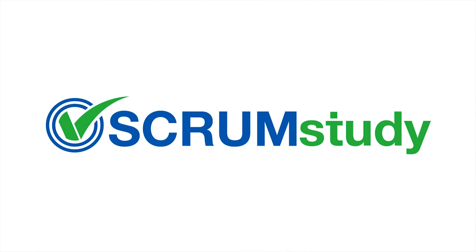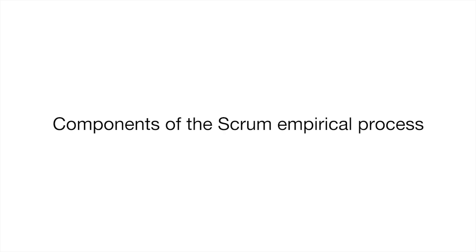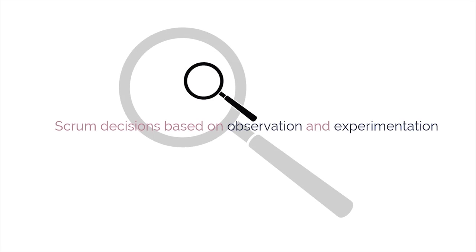Welcome back to Module 2, Scrum Principles. In this session, we'll see how decisions are made in Scrum and what the three main characteristics of empirical process control are. In Scrum, decisions are based on observation and experimentation rather than on detailed upfront planning.